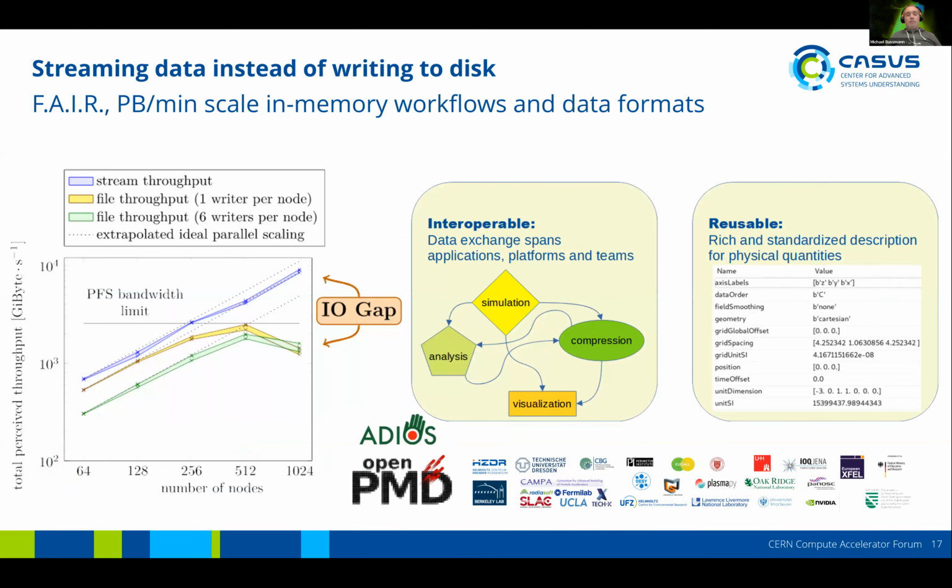On the other hand, we really have to take care of high performance IO. You already saw the 20 petabytes per minute. You cannot store this on disk. We are reaching, even on the largest supercomputers, pretty quickly the IO gap.